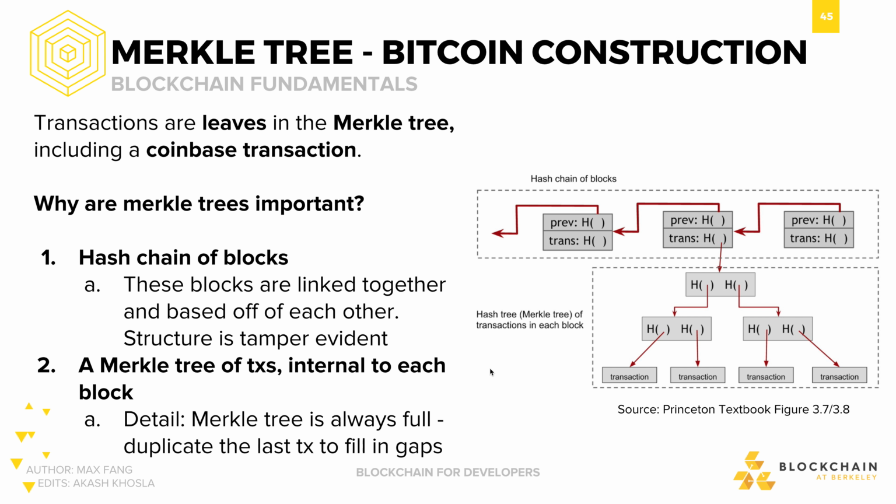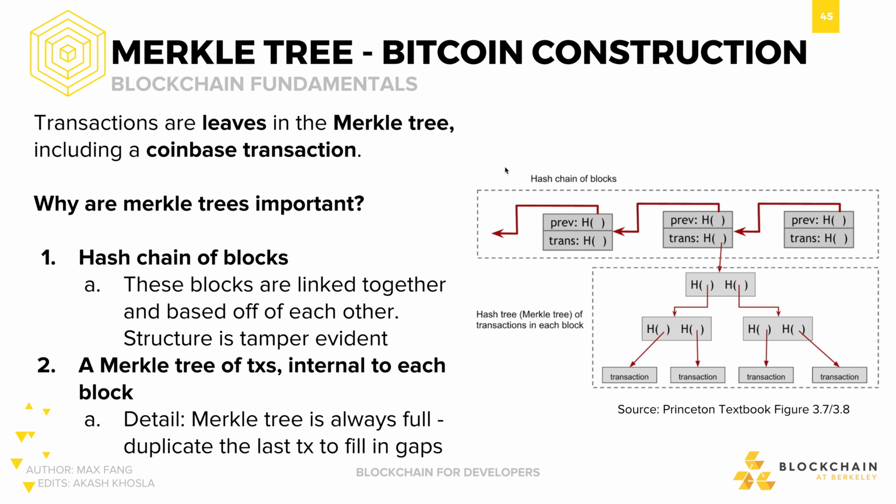So, some more information about Merkle trees: the transactions for Bitcoin are actually the leaves of the Merkle tree. And they include something called the Coinbase transaction, which includes the reward for miners on Bitcoin, and we'll talk about that and what mining is and what all that means. But why are Merkle trees important?